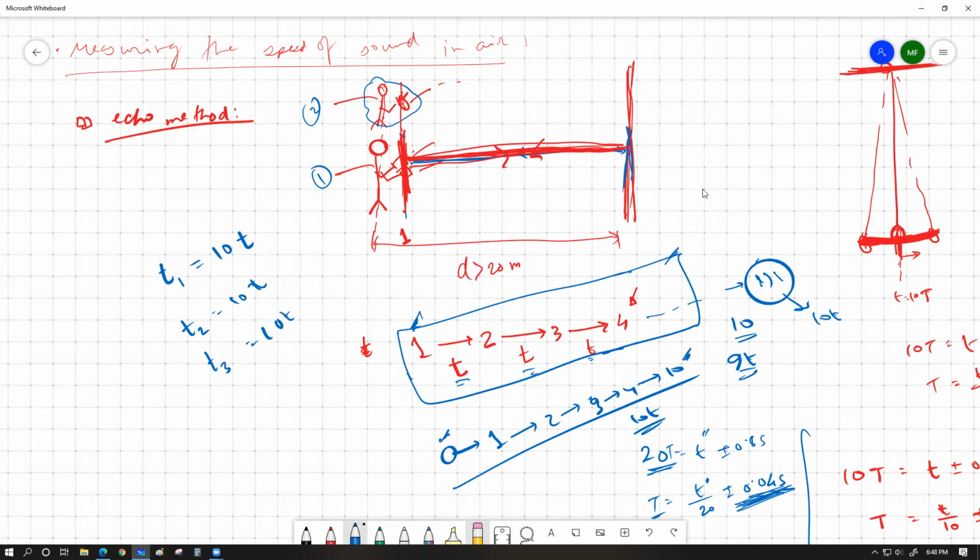Now, ideally, you should think that for a perfectly executed experiment, all of these time amounts should be exactly equal. But for a practical case, it's not going to be equal, because we are susceptible to errors.